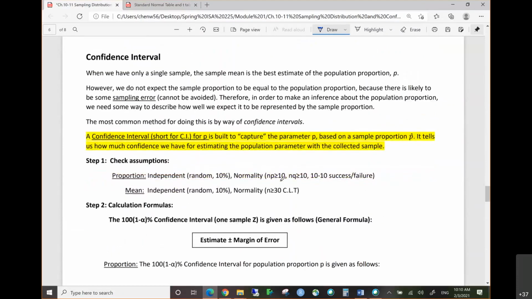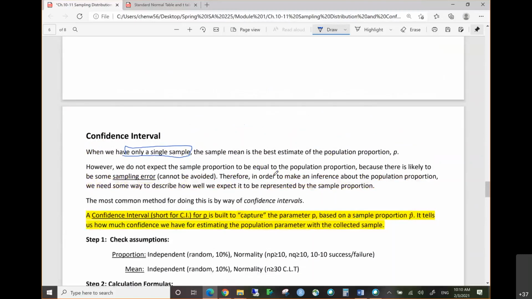Because in real practice, it is not possible for us to collect all possible samples within the population. It is not possible, right? So in real practice, we only have one single sample, and we want to use this single sample to estimate the population proportion or the population mean. Then we want to set the relationship between the sample and the population, right?